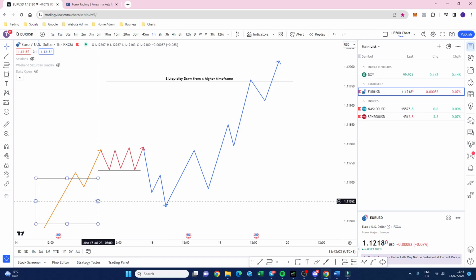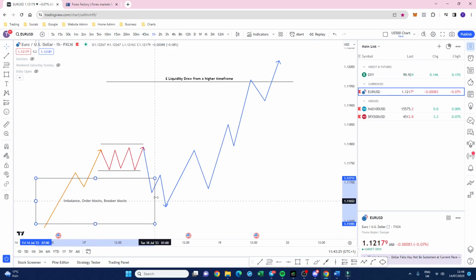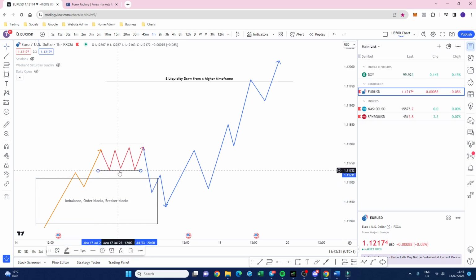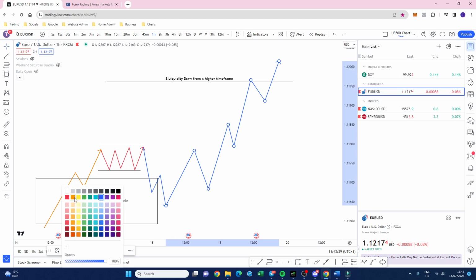Now, inside this area here is where we want to be looking for your imbalances, your order blocks, so your institutional candles, your FU candles, whatever, breaker blocks, because we now know what they are. So any of those areas in there, that's what we want to be looking for. And we want price to fake rally down to that side, taking this liquidity out of the market, manipulating, reversing, and then taking price up to this area here to the upside. I'm going to change that color there.